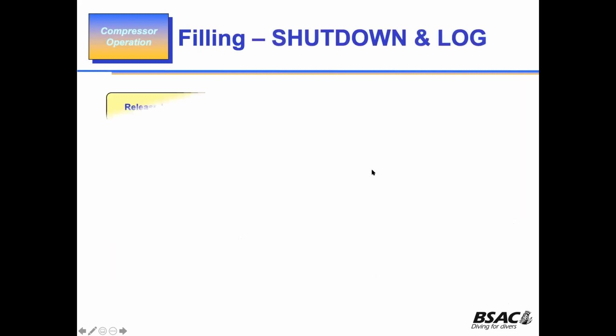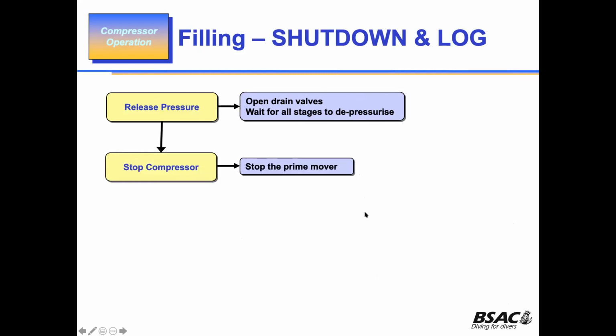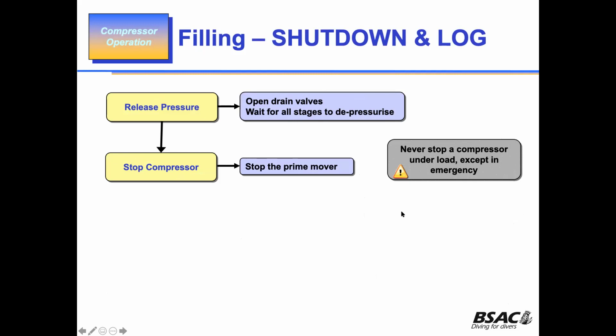Okay, so that takes us to that. Then we fill in the shutdown log, right? So open valves, wait for all stages to depressurize, and stop the compressor, stop the prime mover. Never stop a compressor under load, except in an emergency, right? So we want to stop the compressor nicely depressurized, okay? You don't lock them. Some people say leave the pressure locked in there. No, you don't.